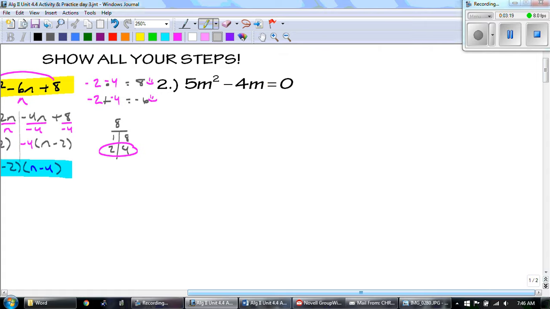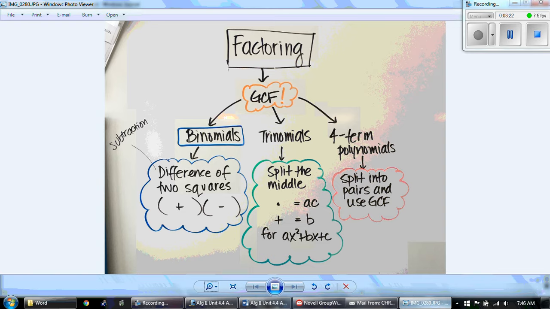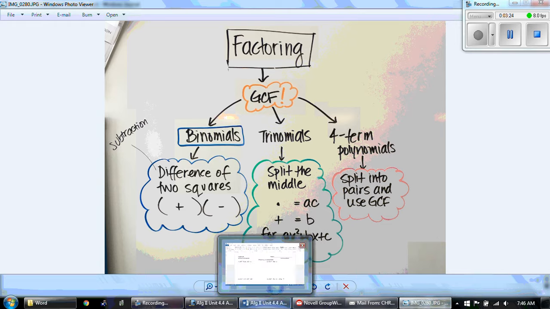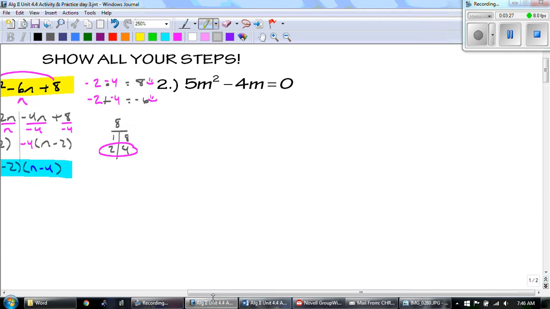So number 2, once again, the first thing that we check, GCF. Okay. So is there a GCF between the 5m squared and the negative 4? And the answer, yeah. I can take out an m. So my m would come out front, and I'm left with 5m minus 4 equal to 0. Well, guess what? I'm completely factored right now. Yeah, so all I have to do is set everything with a variable equal to 0.